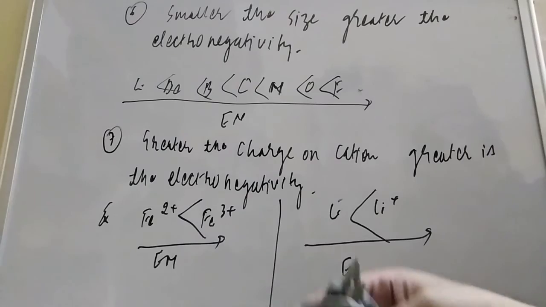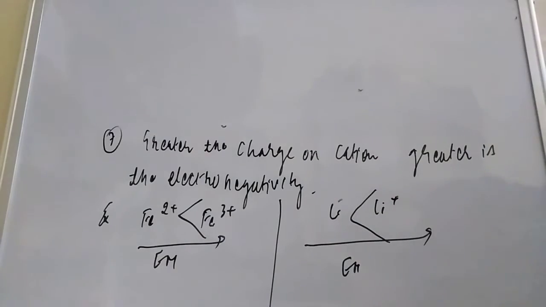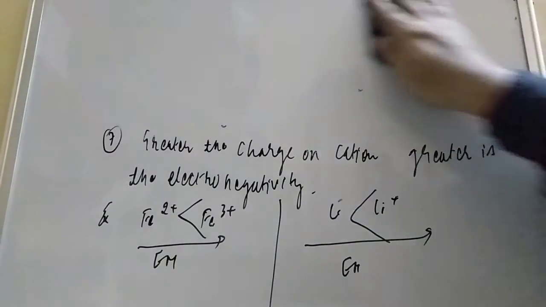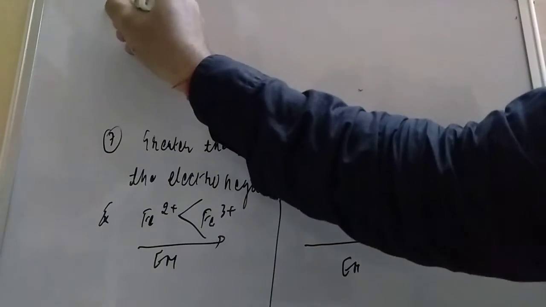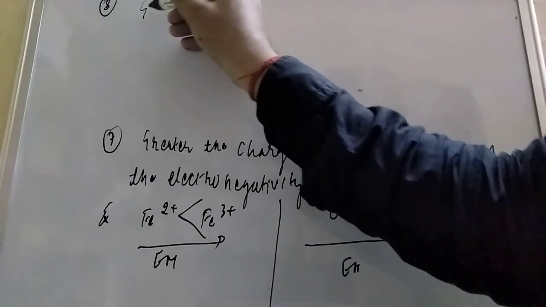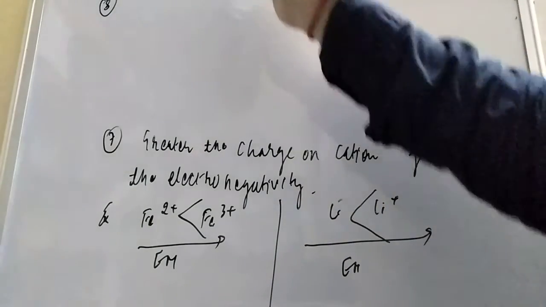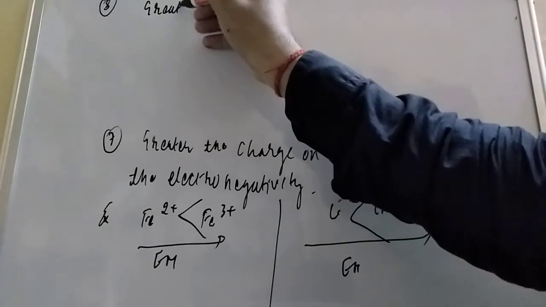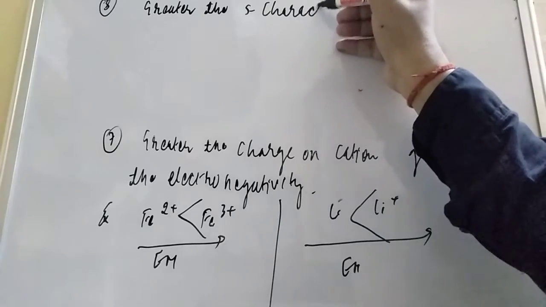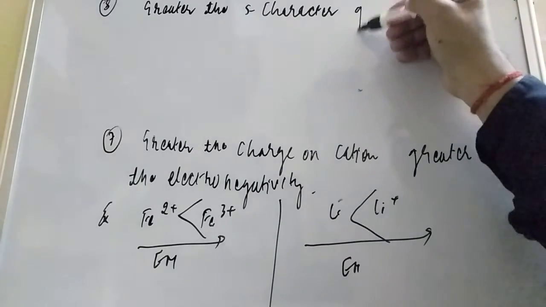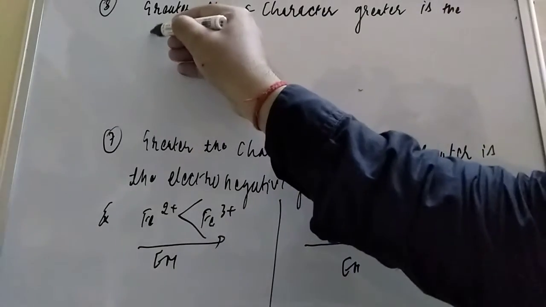The next point is very, very important for determining the acidic character, student. What is the next point that you should try to understand? Electronegativity also depends on the S character. That is point number 8 for electronegativity: greater the S character, greater is the electronegativity.